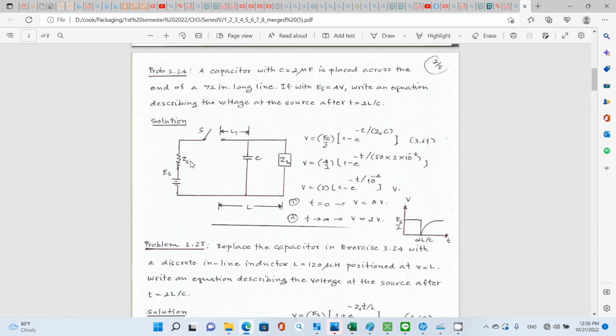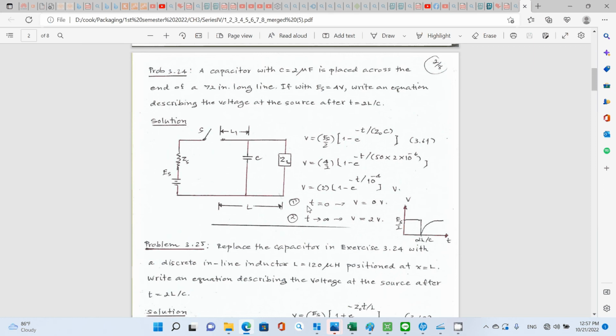In this case, your source impedance equals the characteristic impedance. That's why you have VF equal to ES over 2. And you just plug in the numbers. ES is 4 volt, and the capacitance is given, 2 microfarad. And Z0 is 50 ohms. So you end up with V equal to this equation.